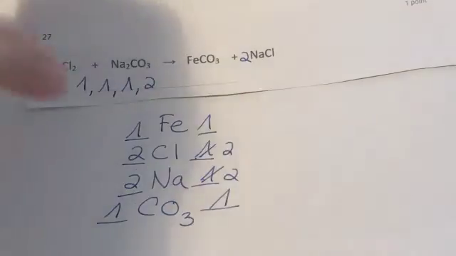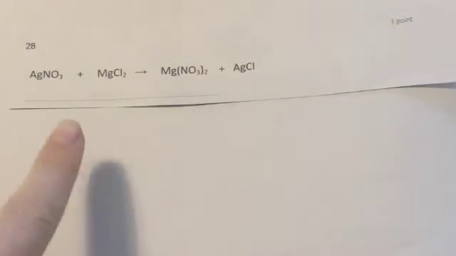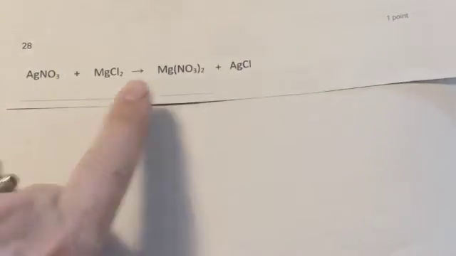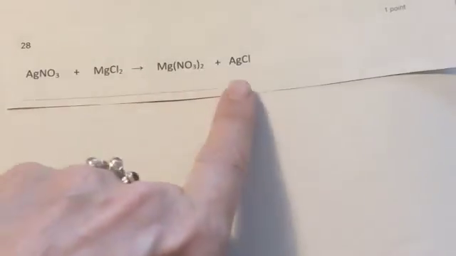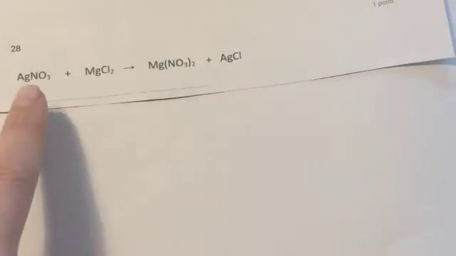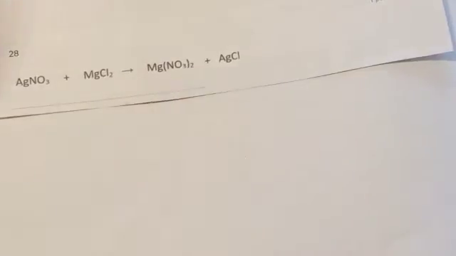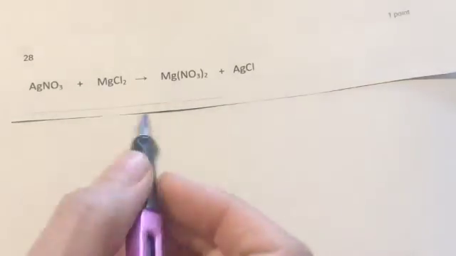Then moving on to another one, number 28. We've got silver nitrate and magnesium chloride giving us magnesium nitrate and silver chloride. Similar to the last one, I have a little cluster of NO3s on this side, and I can actually keep them together. These clusters are called polyatomic ions. Again, you'll learn a little more about them later. So I'm going to separate this out.